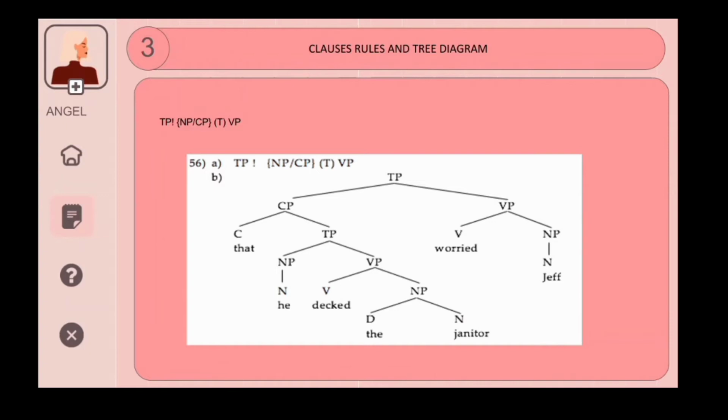And then the tense phrase is noun phrase, noun he, and then the verb phrase, verb decked, and then the noun phrase, determiner the, and then the noun janitor. We have the verb phrase, verb worried, and then the noun phrase, noun Jeff. So the sentence goes, that he decked the janitor worried Jeff.